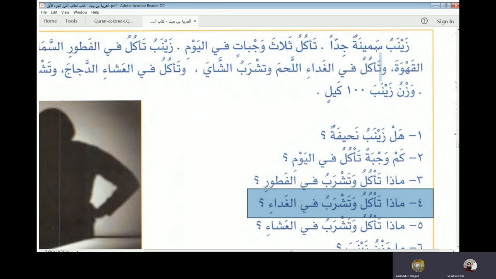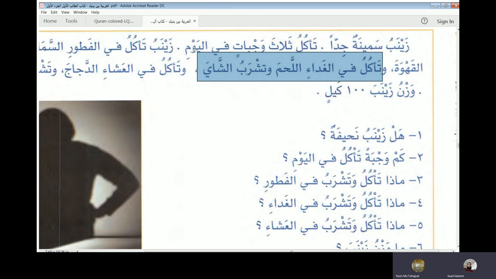Okay. No, don't use why. Okay. She eats meat at lunch and drinks tea. Why are we using fatha on lahma? Okay, we use a fatha because it's maful bihi. Yes, maful bihi. Good.